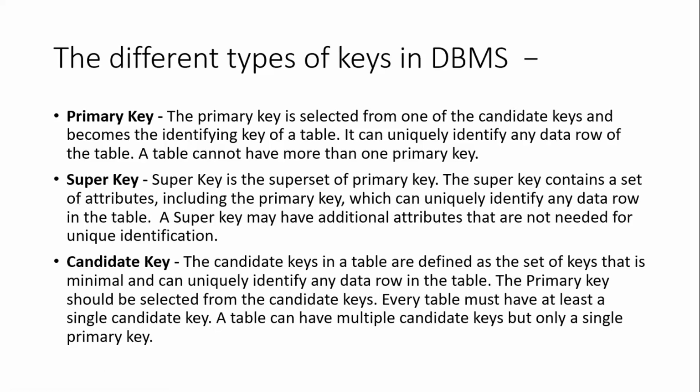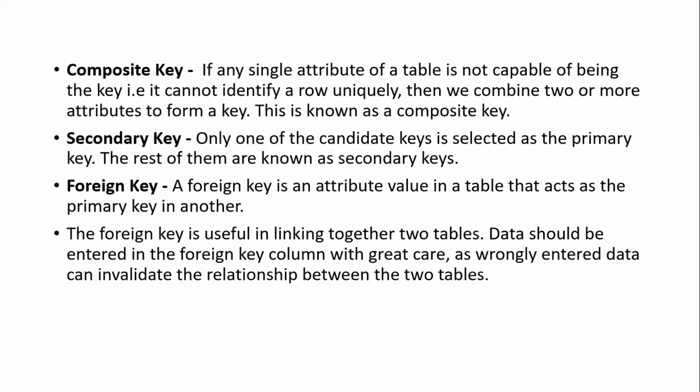If you have one and only one key existing, that key is the primary key, and automatically it is a candidate key, because primary keys should be selected from candidate keys. And one more thing you have to remember is a table can have multiple candidate keys, but only a single primary key.